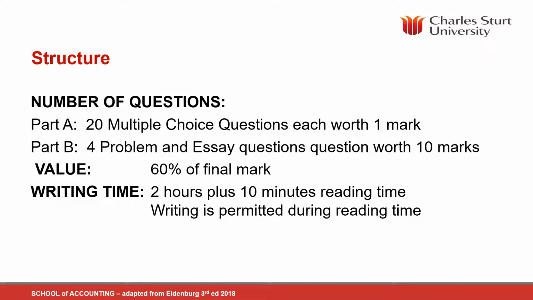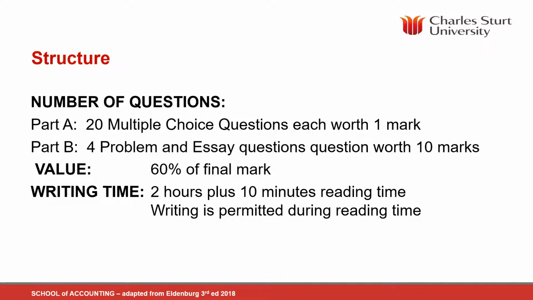Let's look at the structure first. You've got two parts, Part A and Part B. Part A is 20 multiple choice questions, each worth 1 mark. Part B is 4 problem or essay questions, each worth 10 marks. So that makes up 60 marks, and that 60 marks is 60% of your final mark. You've got 2 hours plus 10 minutes reading time, and you can write during that reading time.